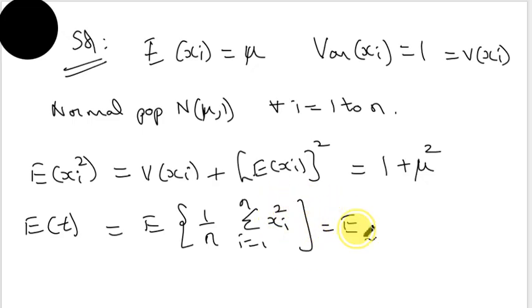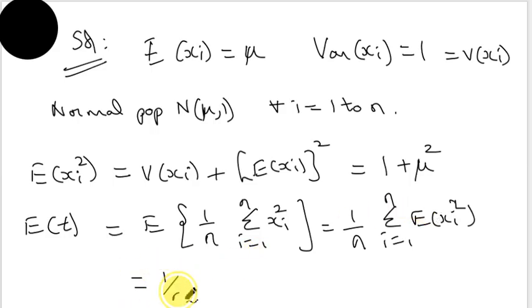So this is nothing but the expectation of 1 by n. I can rather take the expectation inside the summation, so I will land up with 1 by n summation i equals 1 to n E of xi squared. So this is nothing but 1 by n summation i equals 1 to n of 1 plus mu squared. See, now clearly we know this value mu squared, we can evaluate this value.